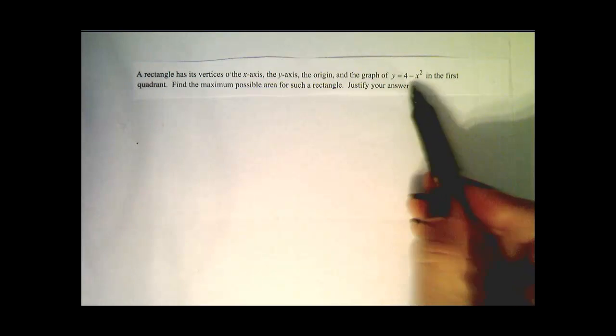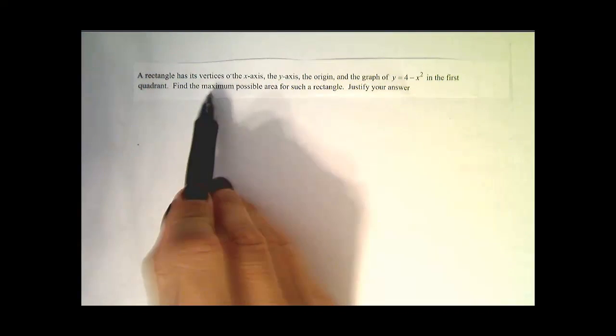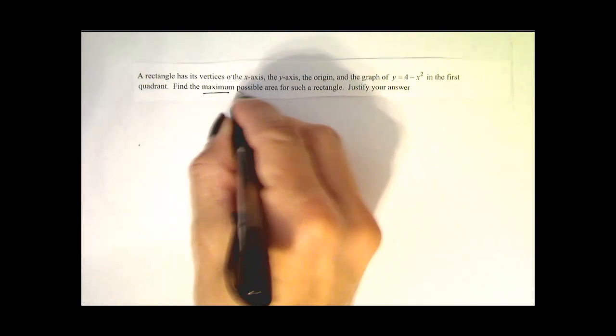All right, let's work another optimization problem. A rectangle has its vertices on the x-axis, the y-axis, the origin, and the graph of y equals 4 minus x squared in the first quadrant. Find the maximum possible area for such a rectangle.